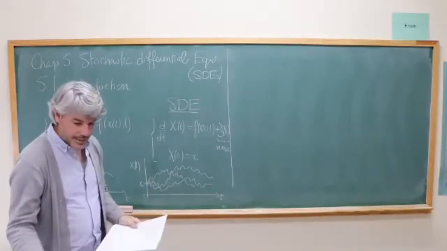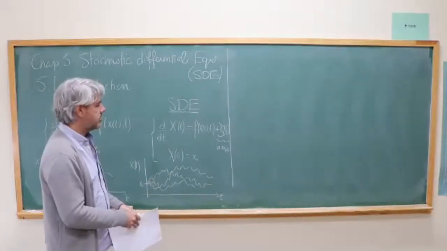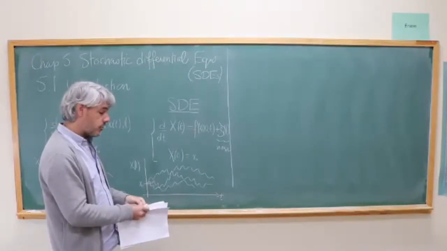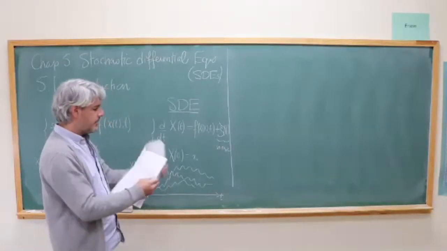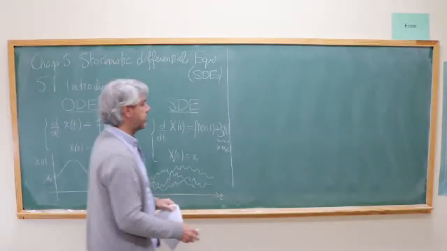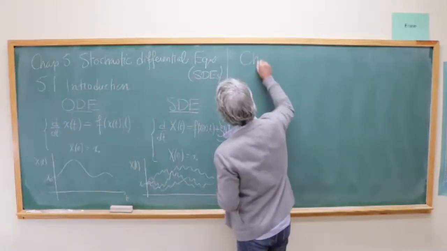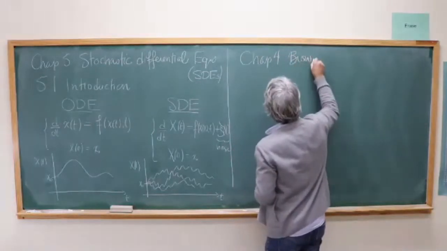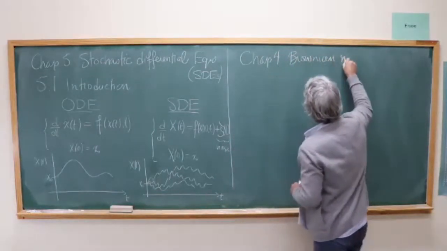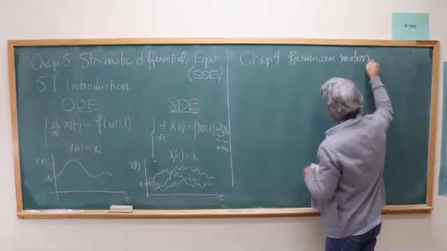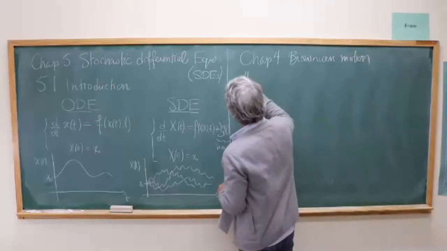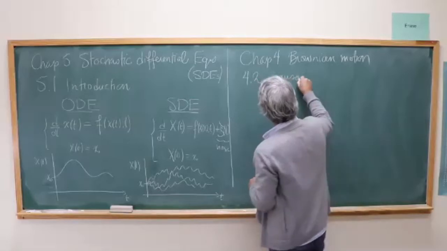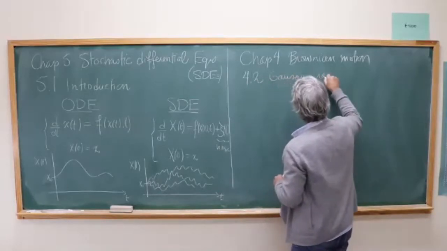At this point, what I'm going to do, which is not so good in terms of teaching, but I need to do this, is to go to chapter 4, and take some elements from chapter 4 about Brownian motion. So I'm just going to do a quick jump on chapter 4 on Brownian motion, and I have two sections that I want to cover. The first one is 4.2. It's called the Gaussian random walk.